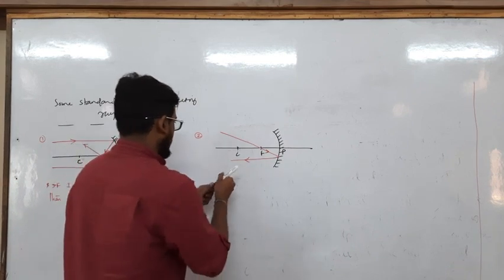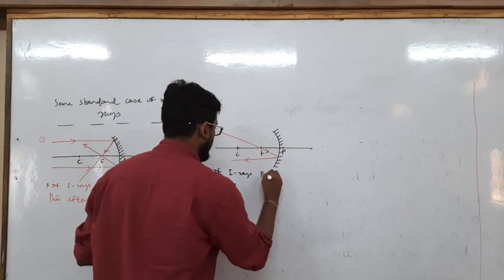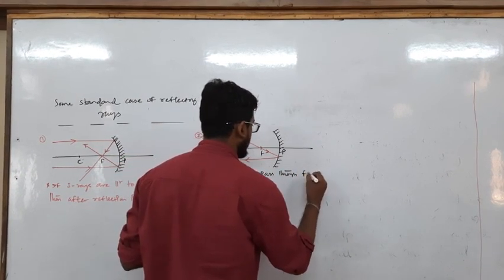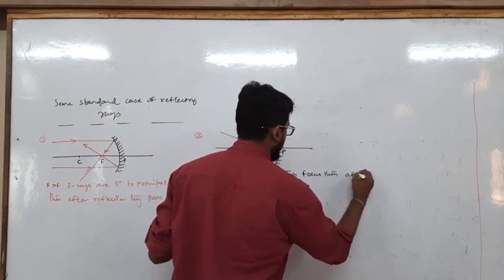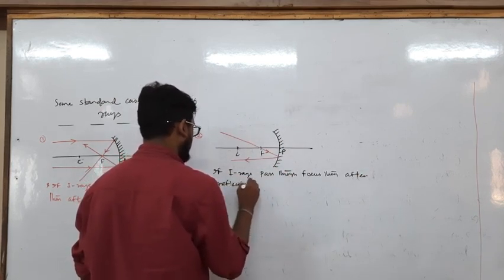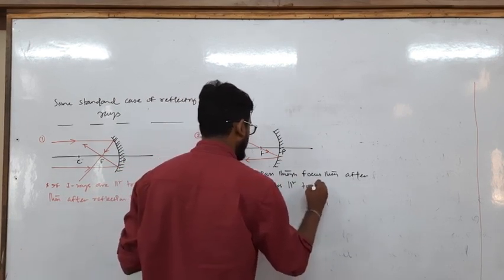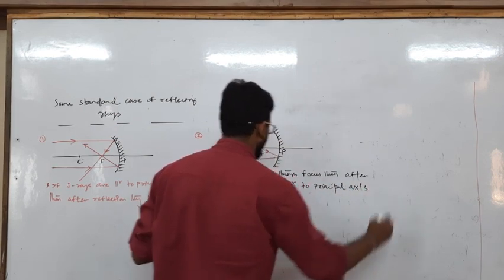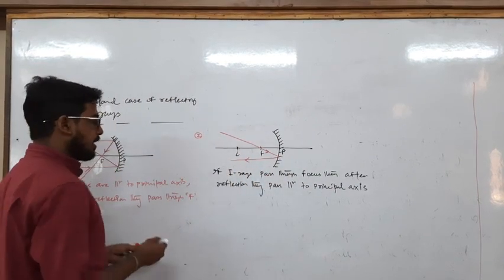So you have to remember, if incident rays pass through the focus, then after reflection they go parallel to the principal axis. If the incident ray passes through the focus, then after reflection it is parallel to the principal axis.